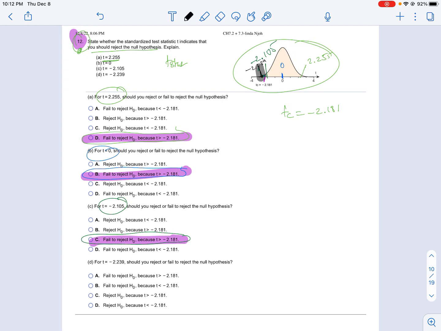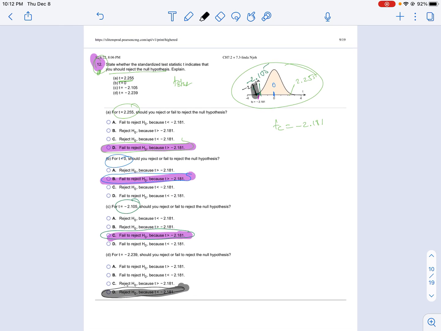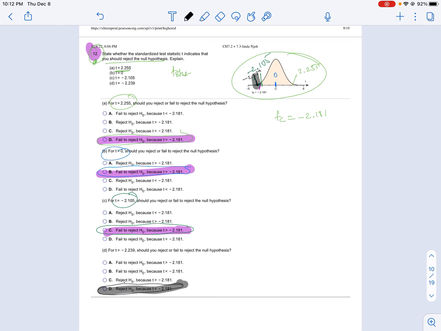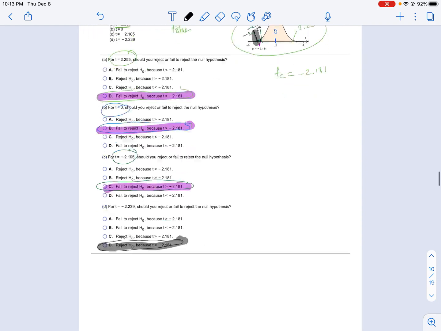Finally, it's in the rejection region, and it's less than. So here we go. This is a freebie that I particularly like. Take a deep breath wherever you are, so we can continue working. 3, 2, 1.